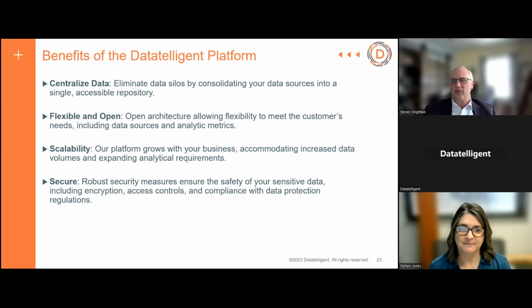on the benefits of the overall Datatelligent platform. What it does is eliminate your data silos by consolidating all your data into one repository. It's a flexible and open architecture, which means we can pull in as many different data sources as you want. Steph, for you, we bring in Smarter Measures, right? If I remember correctly, yes, from surveys. So you may have things that are not in your SIS or LMS. We can bring them into Snowflake and then drive your analytics from that.